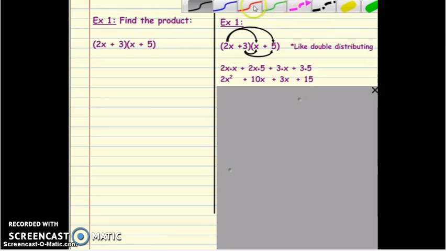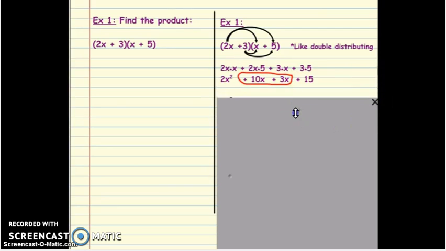The last thing we need to do, as usual, is simplify if possible. As we take a look, we have a couple of like terms in here. So 10x plus 3x, we're going to add those together, and we get 13x. So the product of 2x plus 3 times x plus 5 is 2x squared plus 13x plus 15.